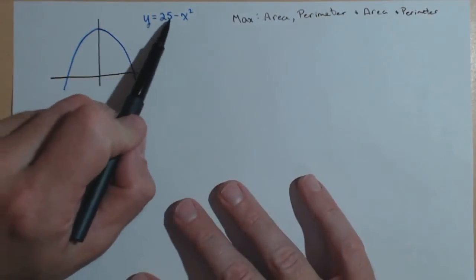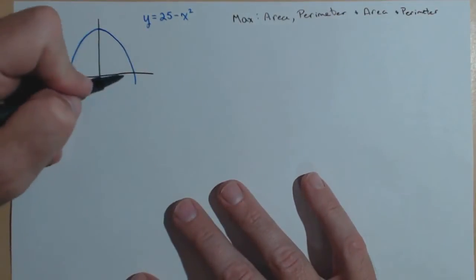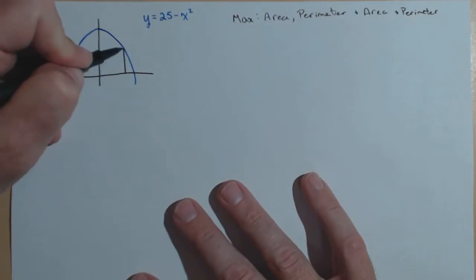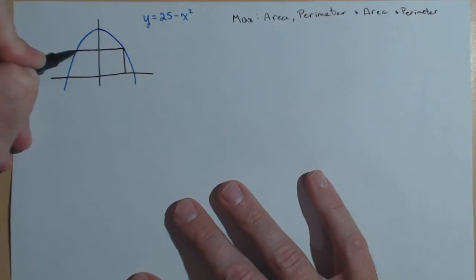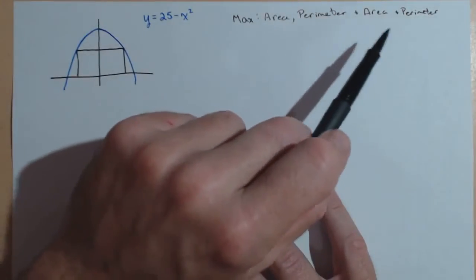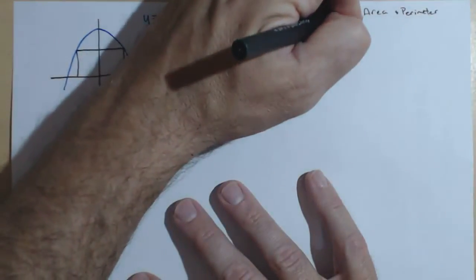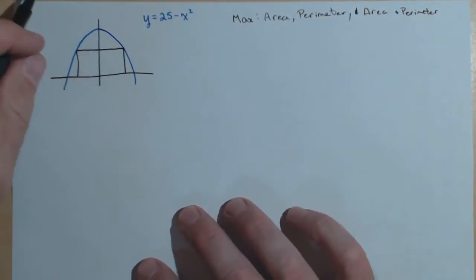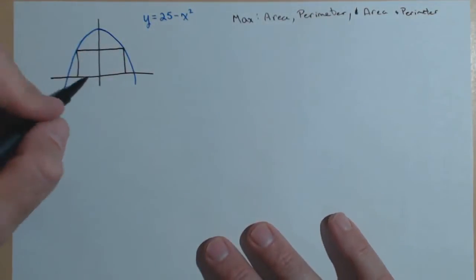In this video, we're given the curve y equals 25 minus x squared, and what we're going to be doing is inscribing a rectangle whose corners hit our curve. And we want to maximize the area, perimeter, and then the sum of the area and perimeter of that rectangle.